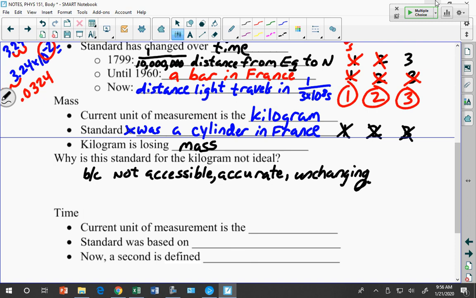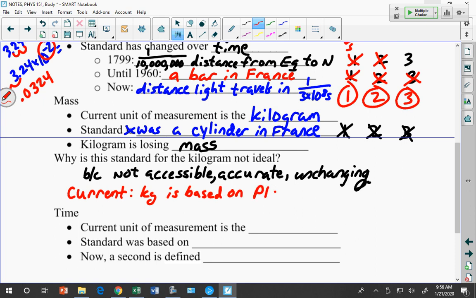The winner, the silicon atom, or Planck's constant? Which do you think? You're right. Yes, Planck's constant. So the current standard for the kilogram is based on Planck's constant.